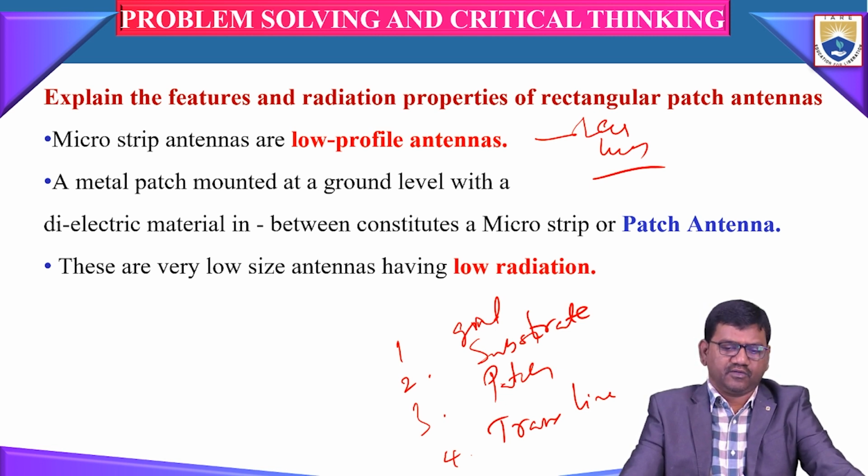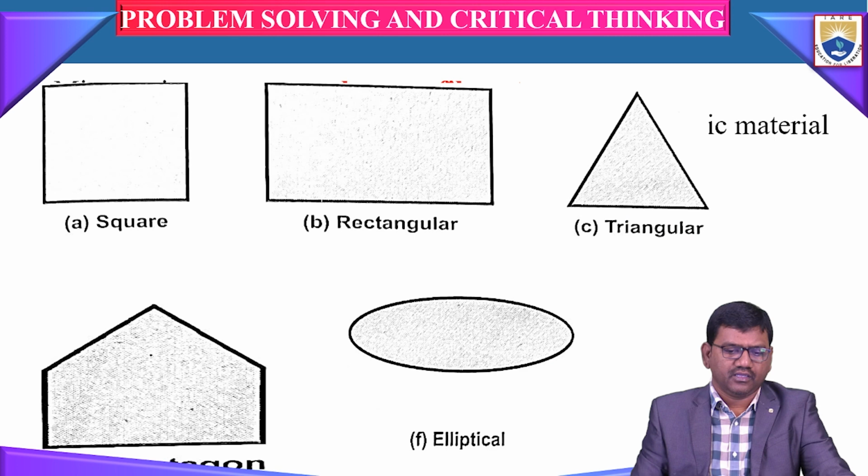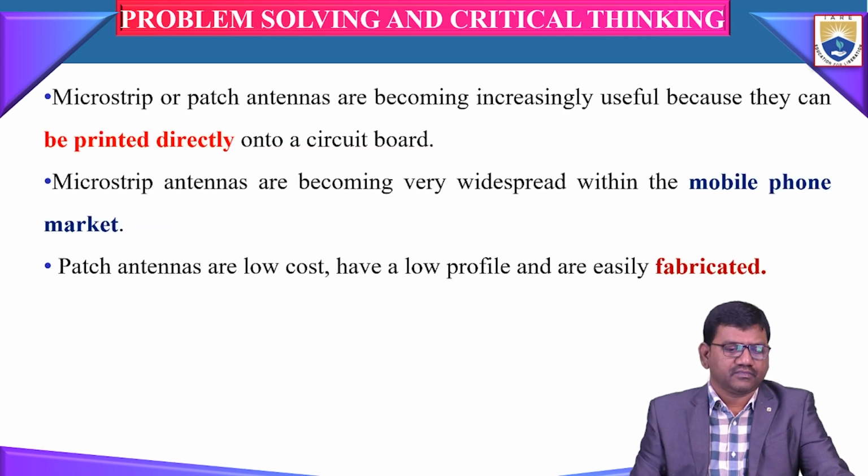So a metal patch is mounted on the ground level with the dielectric material, having very low size and low radiation. These are of different shapes: square, rectangular, triangular, elliptical. And these are the basic features.